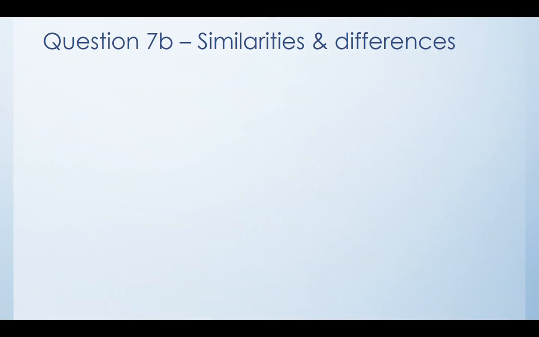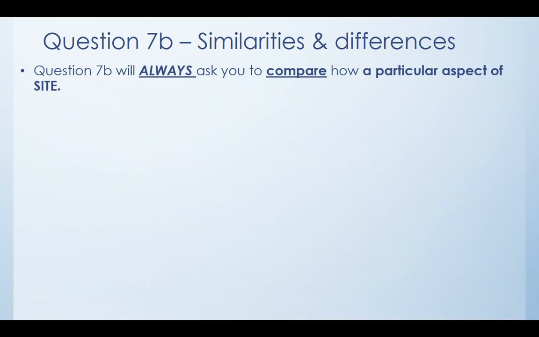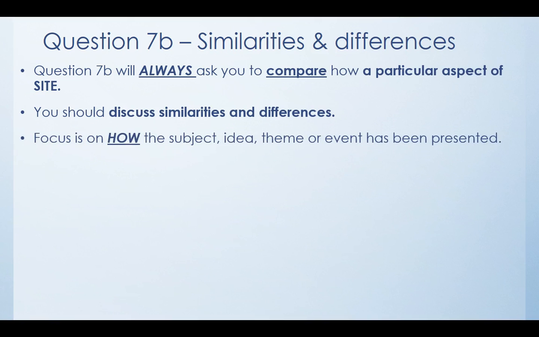So question 7b is always going to ask you to write about the similarities and differences. It won't state similarities and differences in the wording of the question. It will always ask you to compare, which means refer to similarities and differences, and it will always specify a particular aspect of subject, ideas, theme or events. You need to make sure that you cover similarities and differences in your response. You need to be analytical in this one, so you need to focus on how the subject, the idea, the theme or the event is being presented.